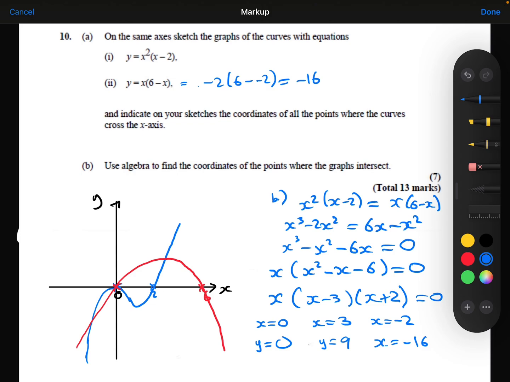So we have the coordinates 0, 0, 3, 9, and minus 2, minus 16, which, comparing those to the graphs, hopefully makes sense. 0, 0, we can see that the graphs intersect at that point there. We've got the point 3, 9. That's this coordinate here where they're intersecting. And like I was saying a few moments ago, we've also got this minus 2, minus 16, which is this point down here, which like I said earlier, our graph needs to show they intersect down there.